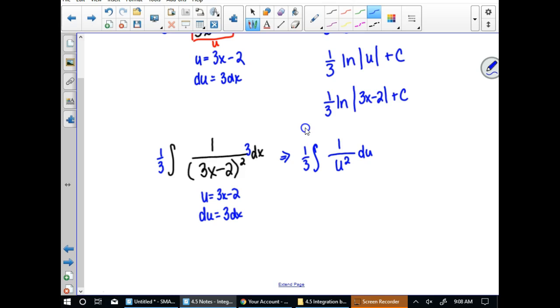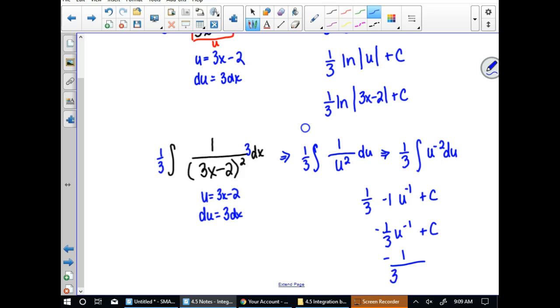Except what most students do is they automatically, if they've got something in the denominator, think that the integral of that is natural log. This problem is not going to be natural log because this is u to the -2 du. So that would be 1/3, and then you'd have u to the -1, so you'd have a -1 right here, plus c. So you'd get -1/3 u to the -1 plus c, -1 over 3 times (3x minus 2) plus c.